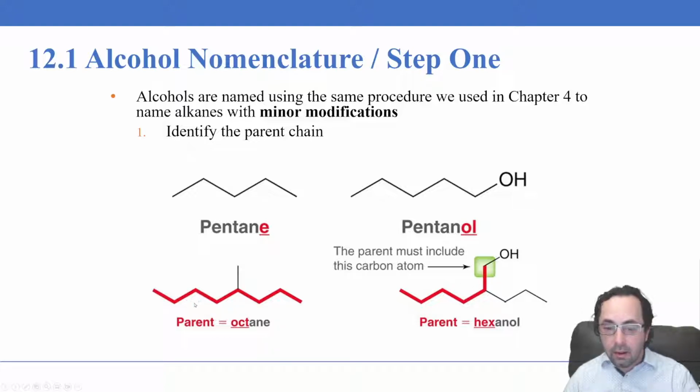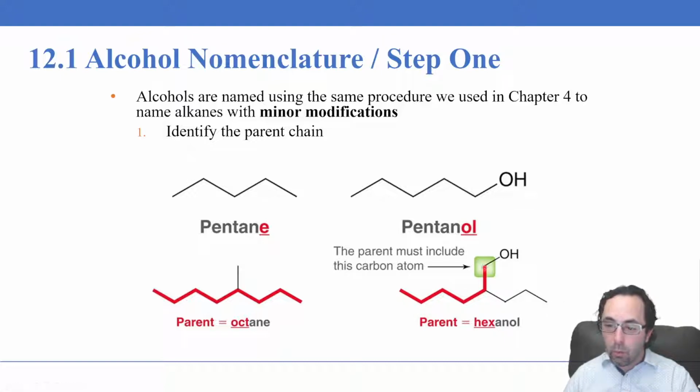So in this case here, we have a 4-methyl octane. The parent chain here is octane with 8 carbon atoms. However, here we can see that this has 8 carbon atoms too, going from left to right: 1, 2, 3, 4, 5, 6, 7, 8. But the parent chain is not going to be octane here.